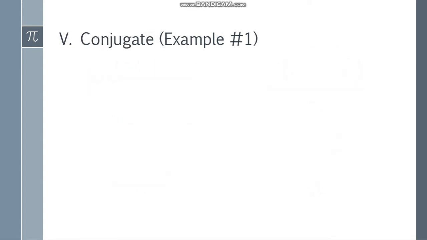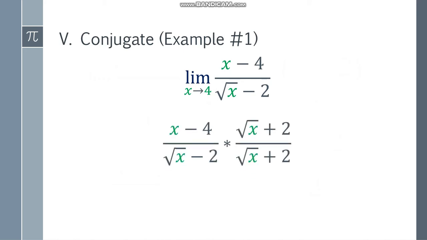Let's have the next method. Conjugate. Example number 1. What if we have a square root like this one? And the problem, the limit of the function x minus 4 over the square root of x minus 2. 2 is not included in the radical sign. Now to get the conjugate, we just multiply it to the opposite sign.